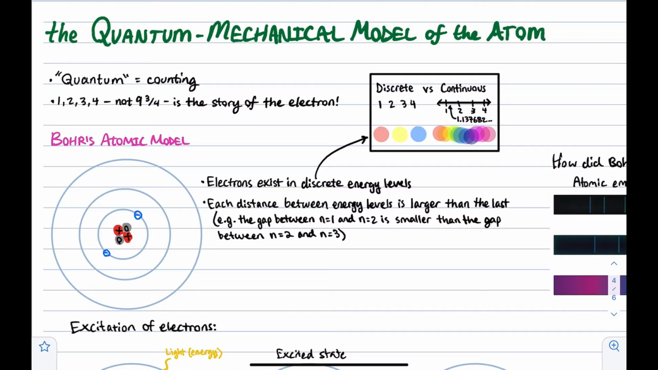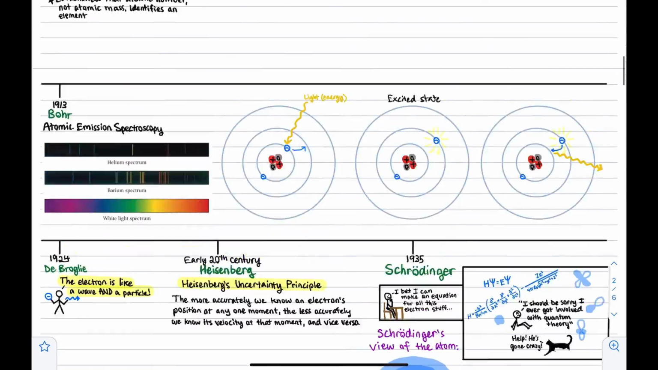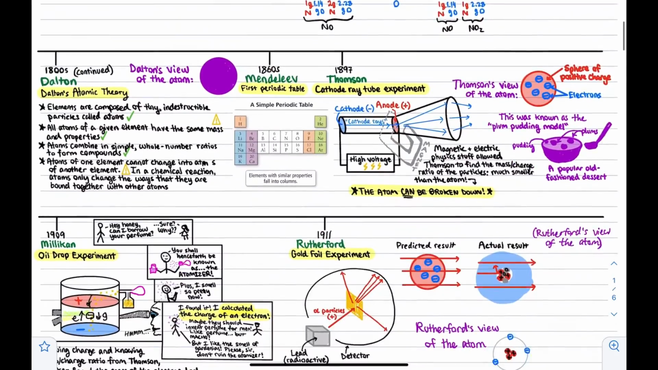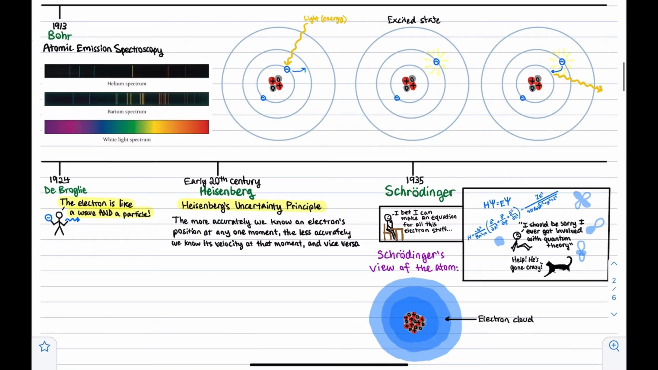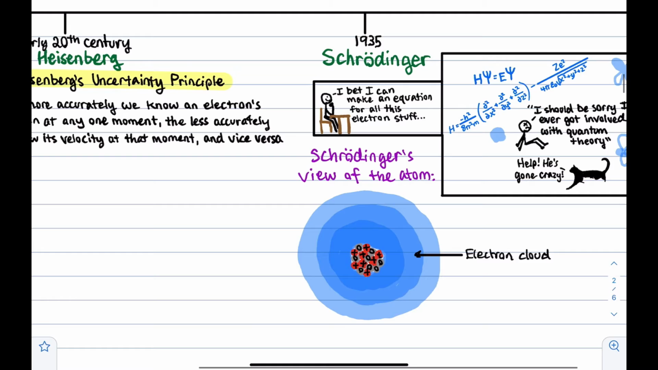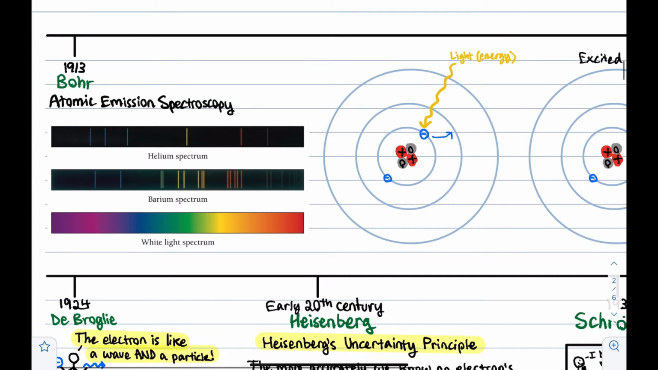And the first thing I want to do is go back in our timeline. If you remember from before, if you watched my Meet the Atom video, we had a big timeline with all the history that led up to discovering how the atom looked. And before all this uncertainty stuff, we had a guy called Bohr. And Bohr did something called atomic spectroscopy.